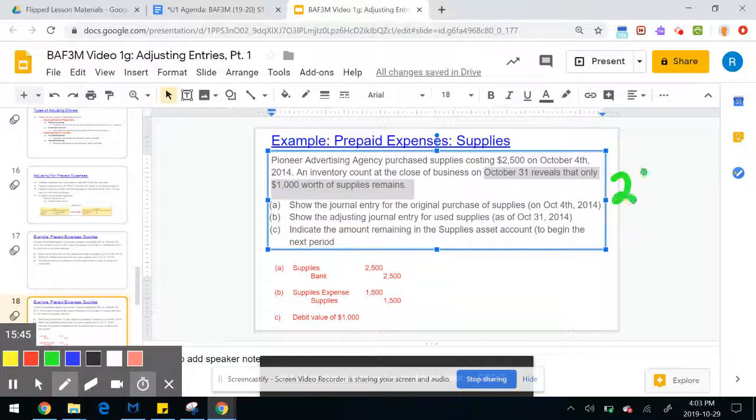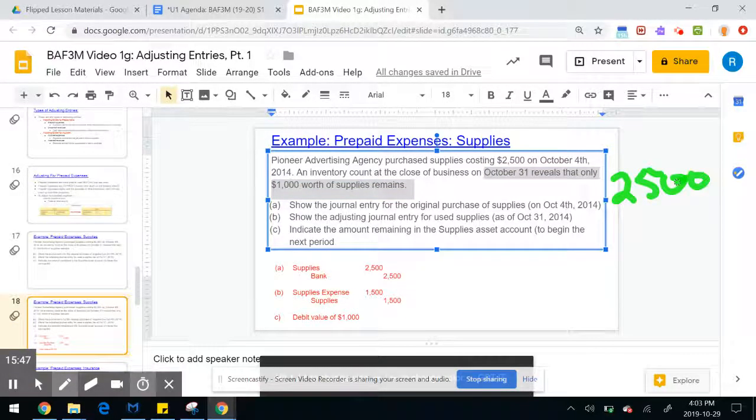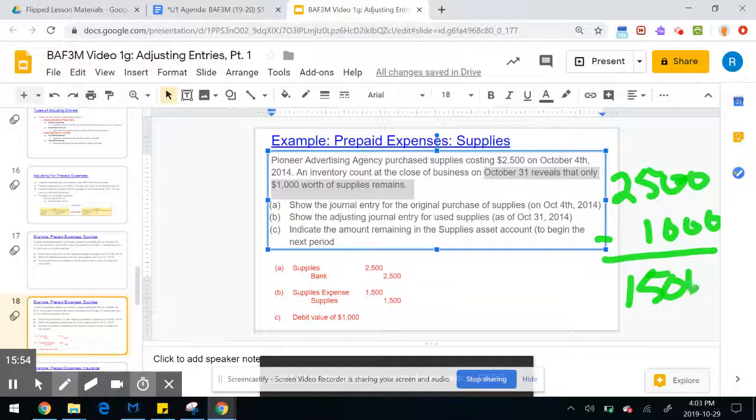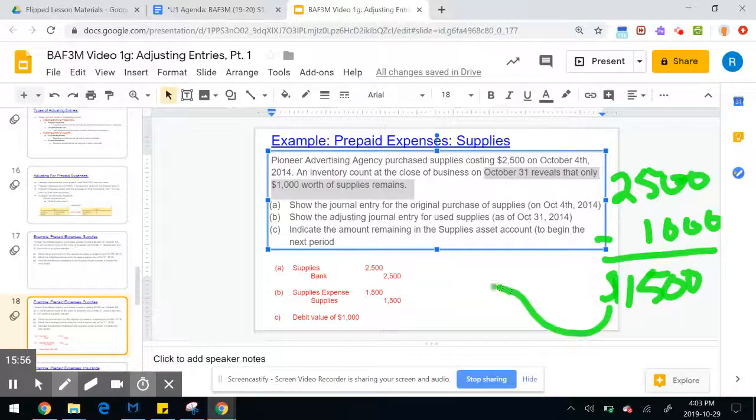Okay, so we started with $2,500 and we only have $1,000 left. So how much did we use up over the month? Well, we used up $1,500 worth of supplies. That's why we have to debit supplies expense for $1,500, because we used them up to help us do business.